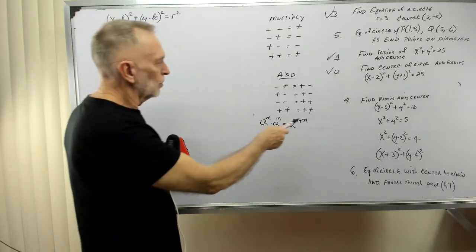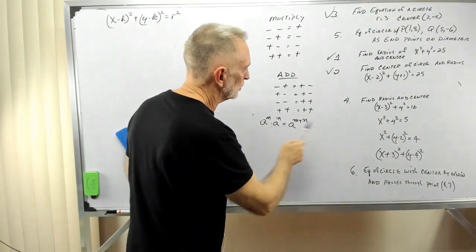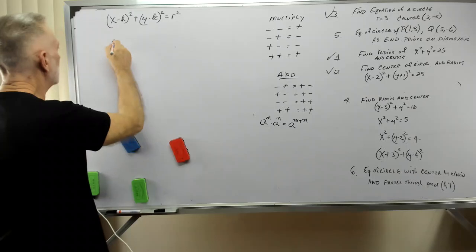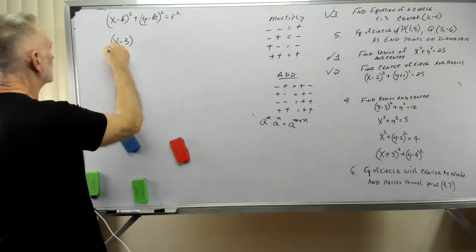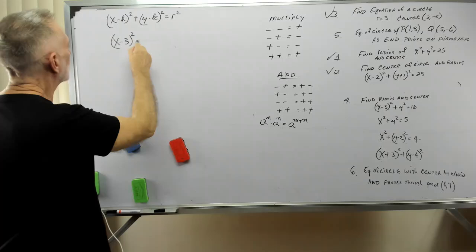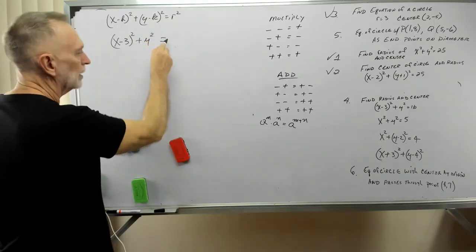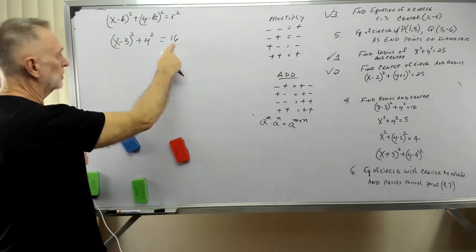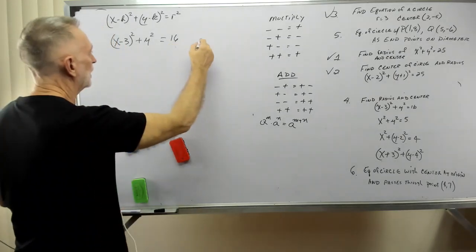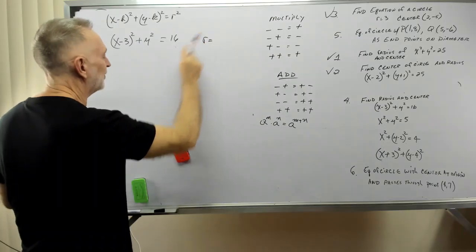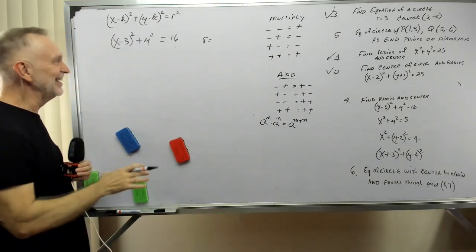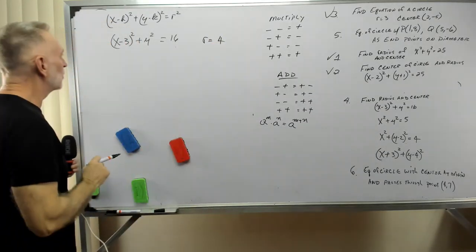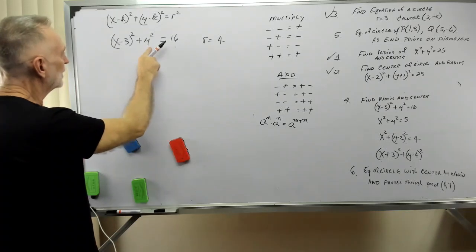All right, number 4. We have several problems in this one. Find the radius and center. We have x minus 3 squared plus y squared equals 16. So that's r squared. Square root of 16 is 4. So radius equals 4. What about this guy?